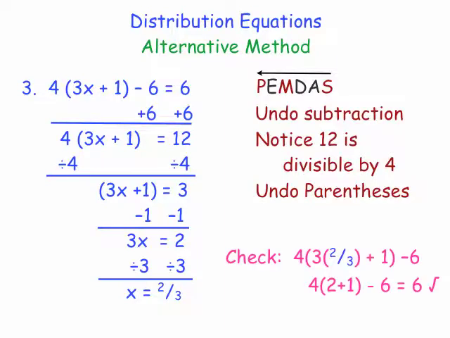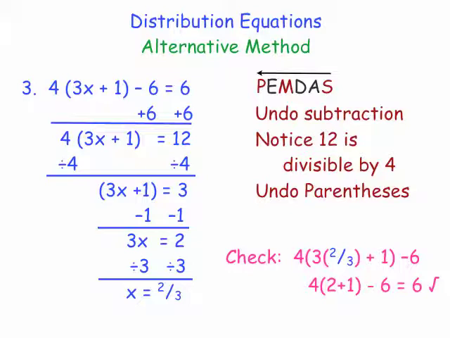Plugging 2/3 into the original equation, I can check my answer. 4 times the quantity, 3 times 2/3 plus 1 minus 6. That's 4 times, 3 times 2/3 is 2, plus 1 is 3. So 4 times 3 is 12, minus 6 equals 6. So yes, that is the right answer.